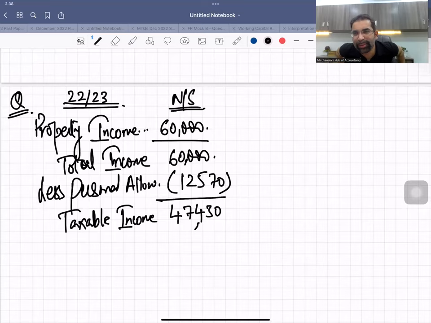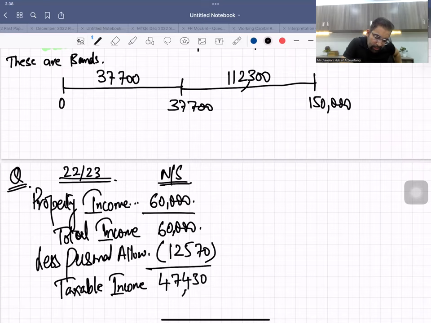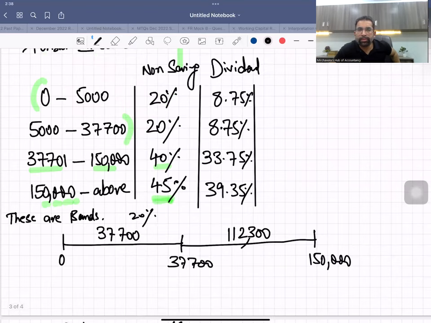Okay. So now let's apply the tax rate. What are the tax rates? Look here. The first band is 0 to 37,700, and the tax rate is 20%. Then 40% and then 45%. I'm strictly talking about non-saving income.